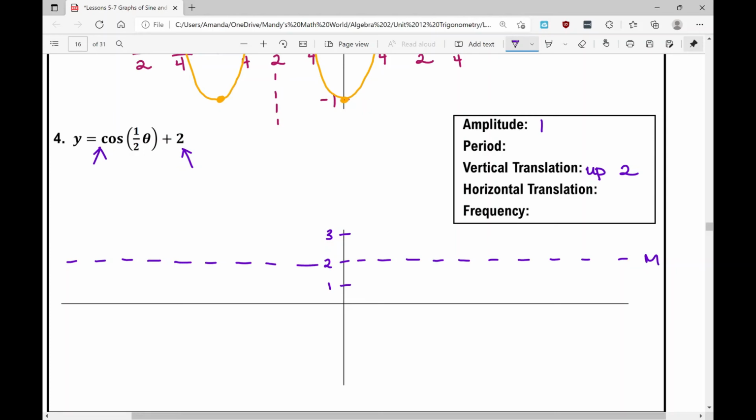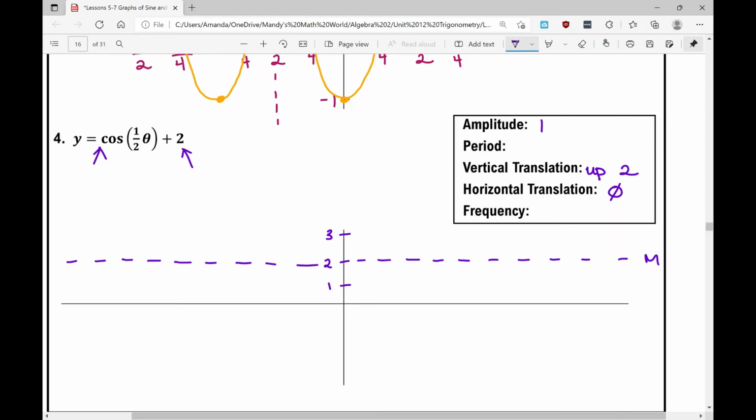So now let's talk about the horizontal translation. Is there a horizontal translation? Thankfully, no, there's not, because that can be kind of confusing when we've got a little bit more going on. There's no horizontal translation, so our center vertical line is just going to stay the y-axis.